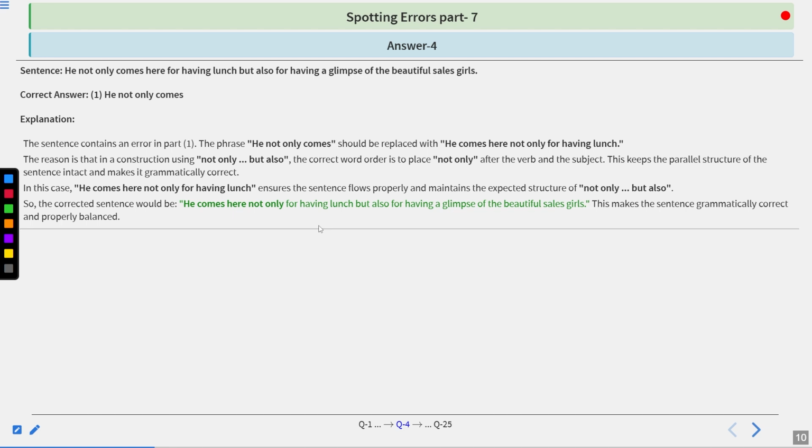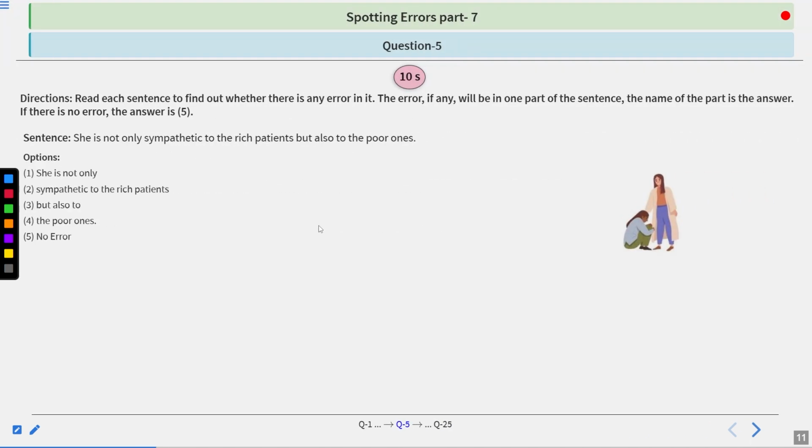So the correct sentence would be, he comes here not only for having lunch but also for having a glimpse of the beautiful sales girls. This makes the sentence grammatically correct and properly balanced. Let's move to the next question.